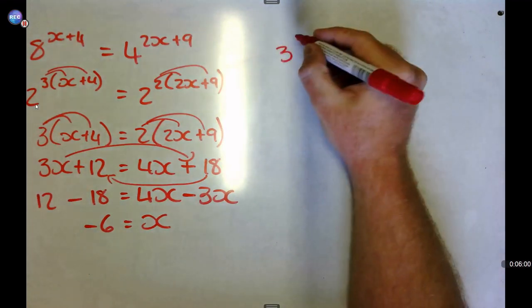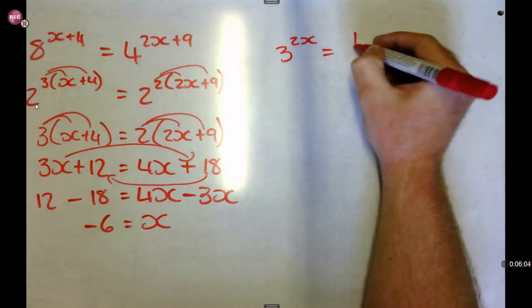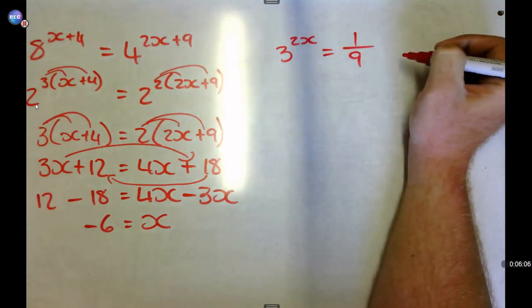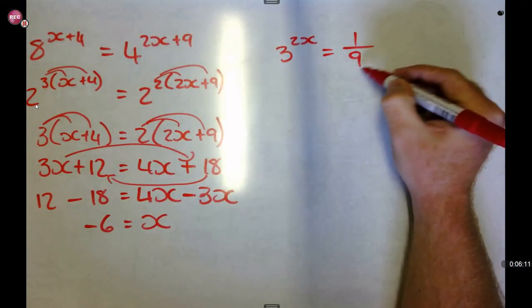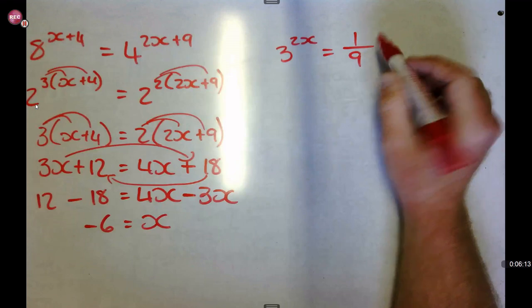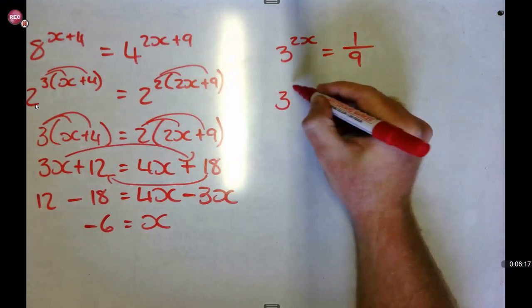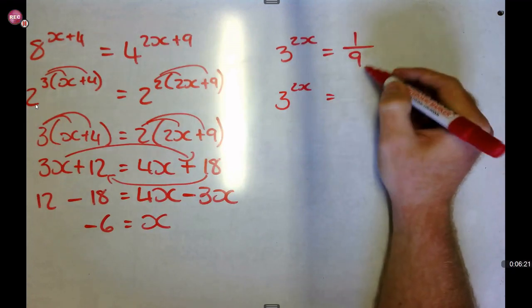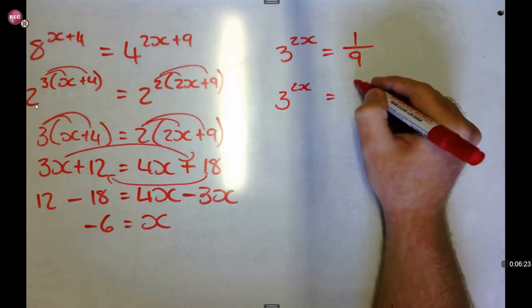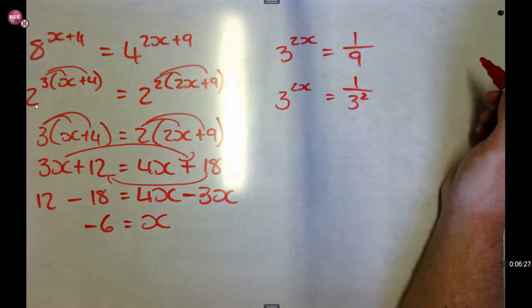We've got 3 to the power of 2x, and that should be equal to 1 over 9. Okay, what we need to do now is we need to take the 9 and get the base the same as what we've got on the left. So we're going to leave the 3 to the power of 2x. If you put this into your calculator and you prime factorize, it will become 1 and 3 squared. So 1 over 3 squared.